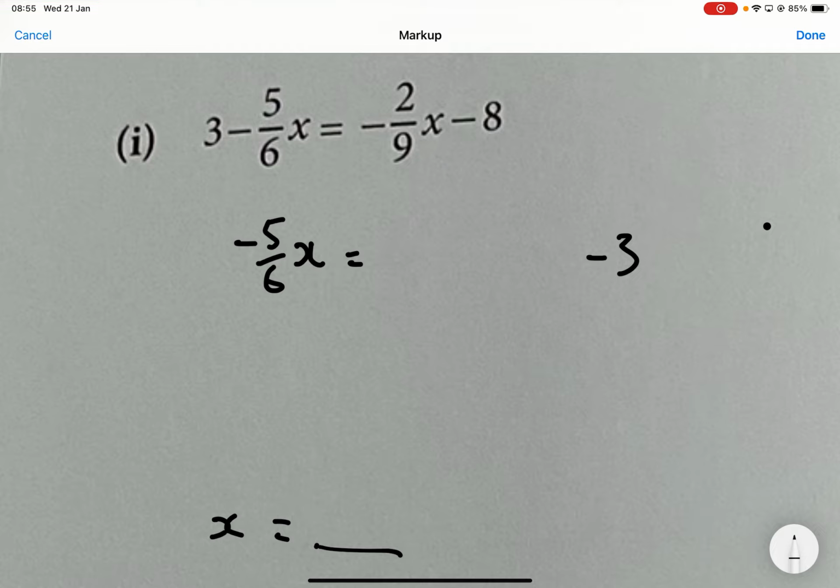I want it to go over the other side. Then I look at my right hand side. This negative 2 over 9x, I want it to go to the left because my right hand side I only want numbers. So right hand side I only want to keep the negative 8. So when this negative 2 over 9x, if I don't want it here, I want it to go there, it will become plus 2 over 9x.